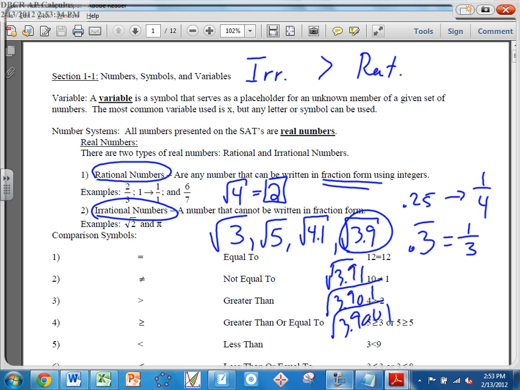Again, the rational number set has to be either, as we saw here, a terminating decimal, like 0.25, a repeating decimal, like 0.33333 forever and ever, or simply written as a fraction. Whenever we think about irrational, think about an irrational number as a radical with a non-perfect square. And if you take the square root of 3 and you take a look, you're going to see that there is no pattern to the numbers.